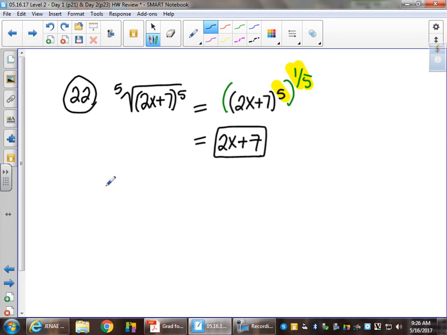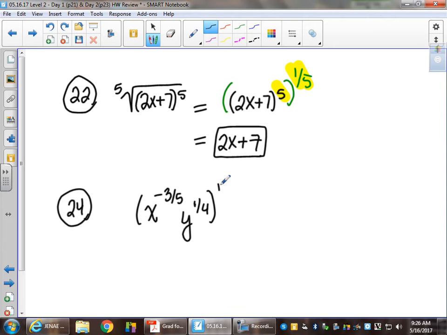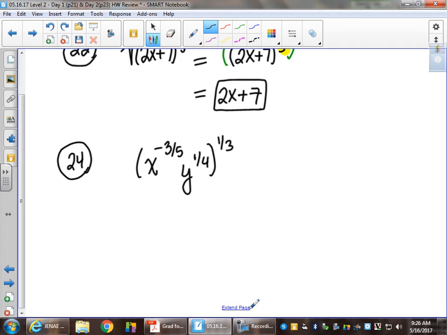What was next? 24? 24 says x to the negative 3/5, y to the 1/4, all raised to the 1/3. Our properties don't change. This is power of a product. What do we do with that power on the outside? Send it in, distribute it in.